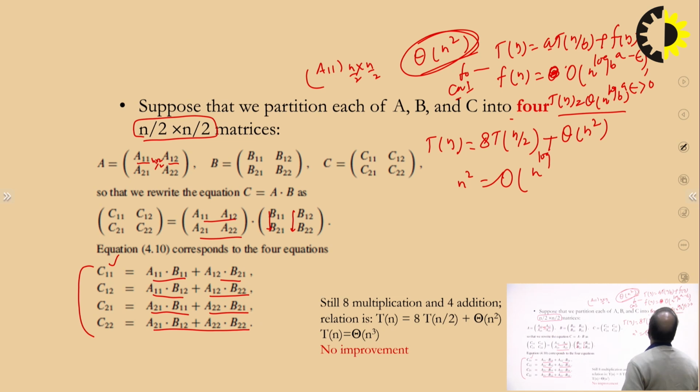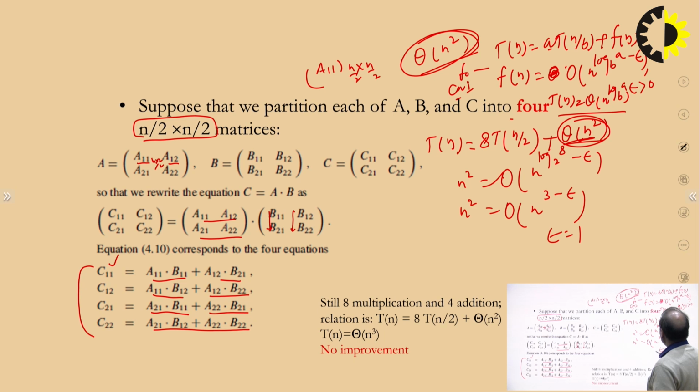This is the solution. Here, f(n) is n squared, and n to the power log a is n to the power log base 2 of 8, so n squared is big O of n to the power (log 8 base 2 minus epsilon). Of course, you can take epsilon equal to 1. So that means case 1 is applicable.